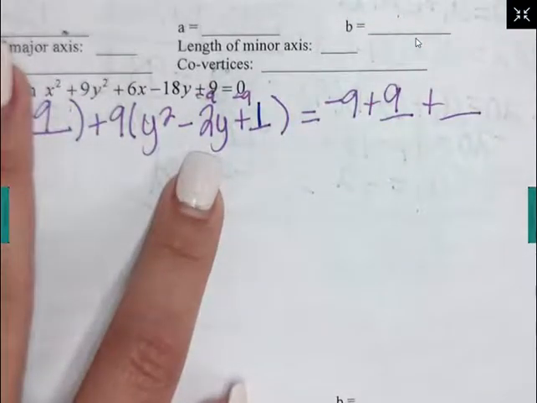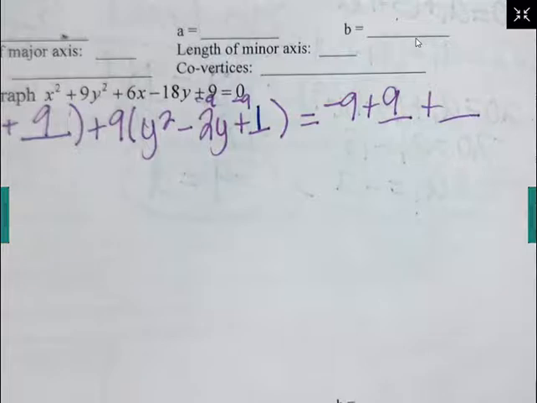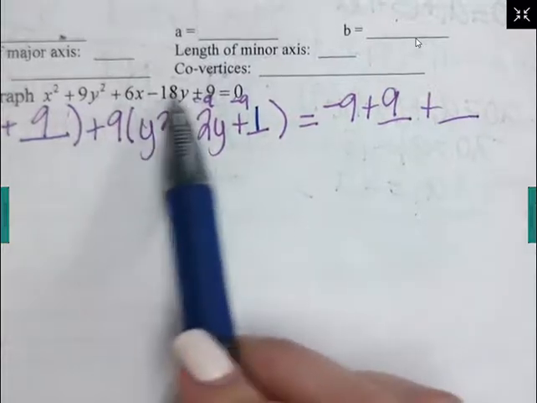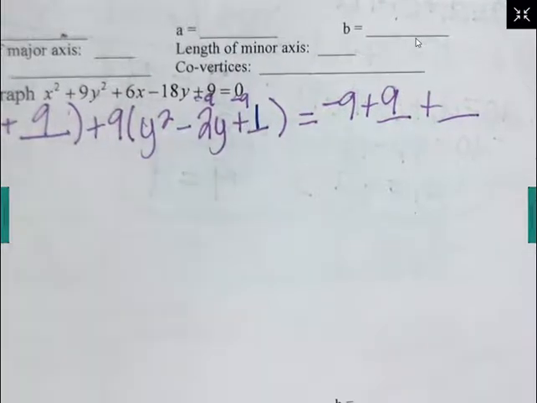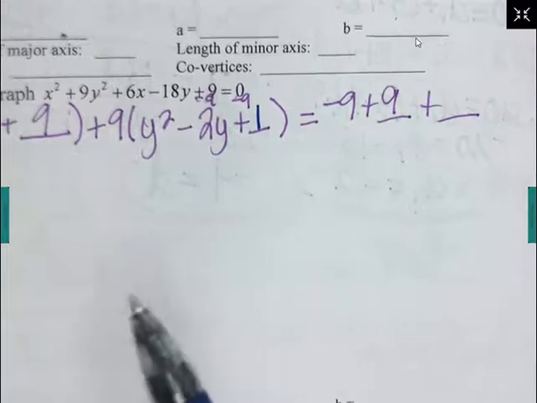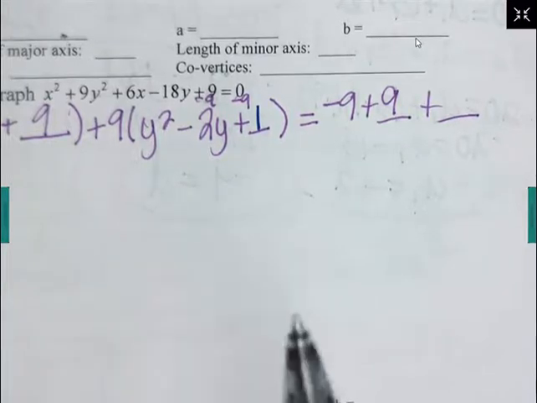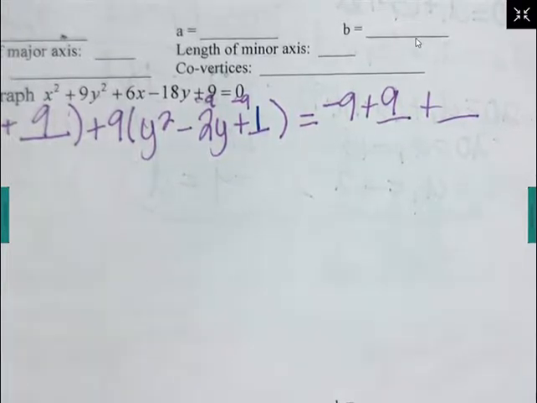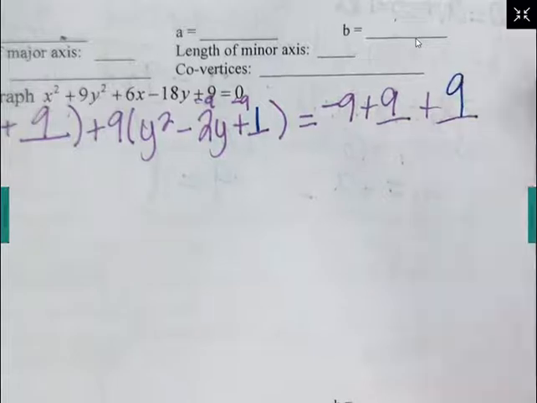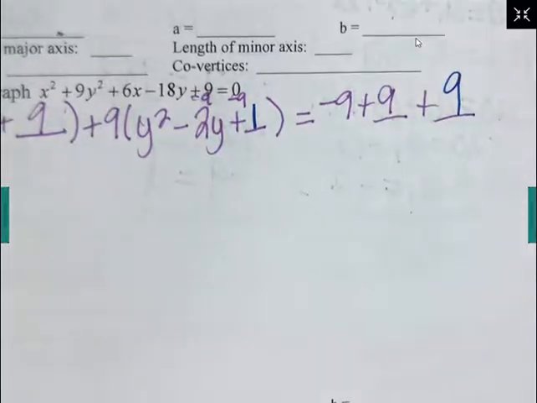But it's actually 9, because this 9 is going to multiply by there and give us 9. Does that make sense? Because we're not just adding 1 to the left side, we are actually adding 9. And if we add 9 to the left, we also have to add 9 to the right. Any questions there?